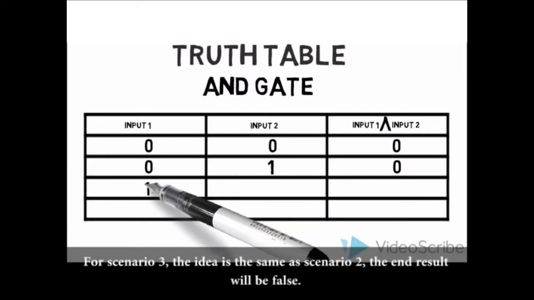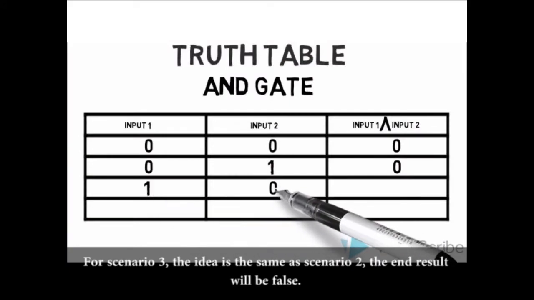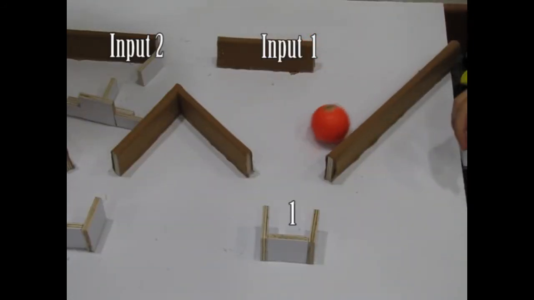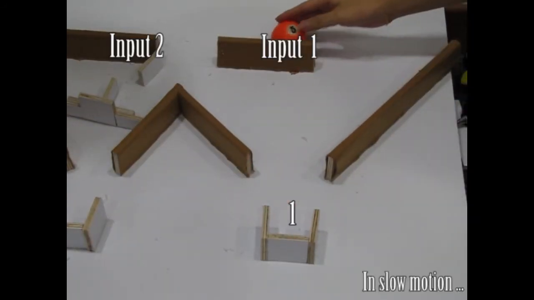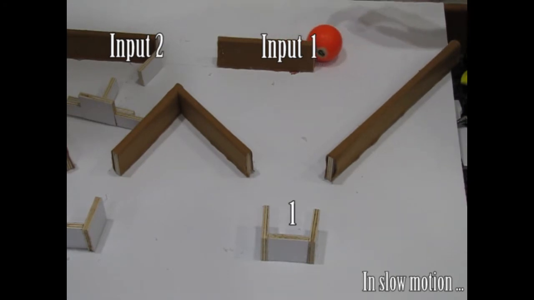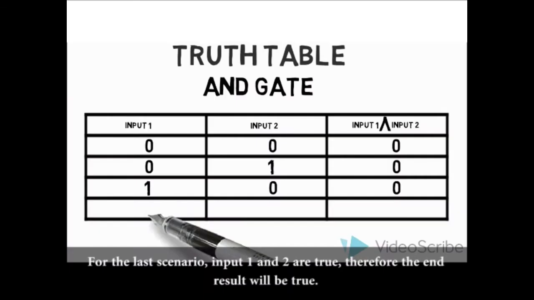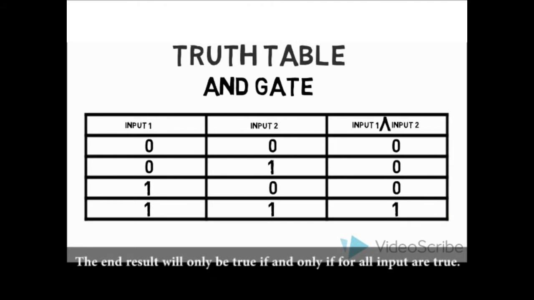For scenario 3, the idea is the same as scenario 2. The AND result will be false. For the last scenario, input 1 and input 2 are true. Therefore, the AND result will be true. The AND result will be true if and only if all inputs are true.